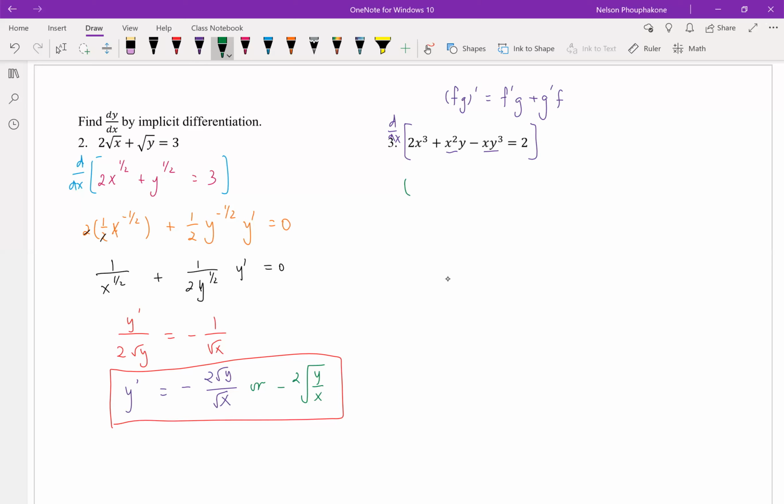I will have 6x squared minus, plus the derivative of x squared times y plus the derivative of y times x squared, minus, we subtract the whole thing. So I will have the derivative of x times y to the power 3 plus the derivative of y to the power 3 times x equals 0. And now let's simplify.